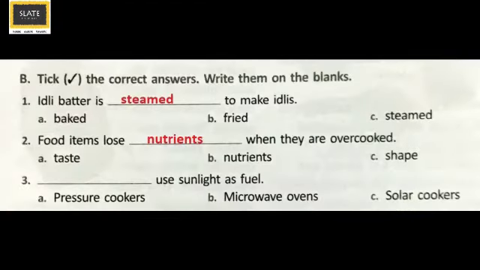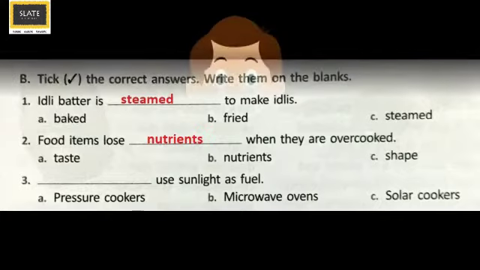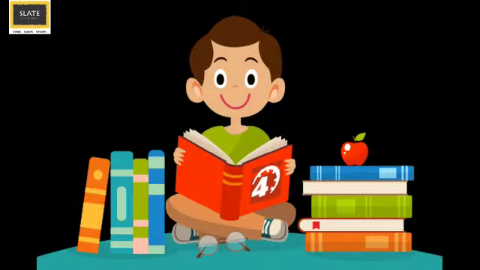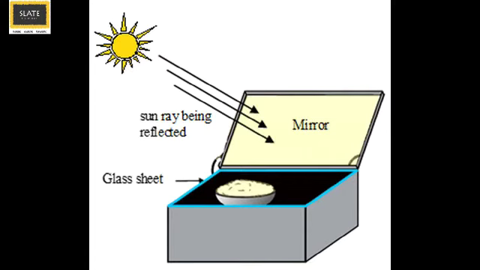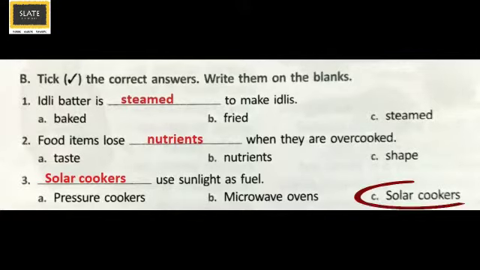The next blank says, dash uses sunlight as fuel. The options for this are pressure cookers, microwave ovens or solar cookers. So Slaters, in the last paragraph of the lesson, we read that solar cookers work on sunlight, isn't it? So write the answer solar cookers in the given blank.